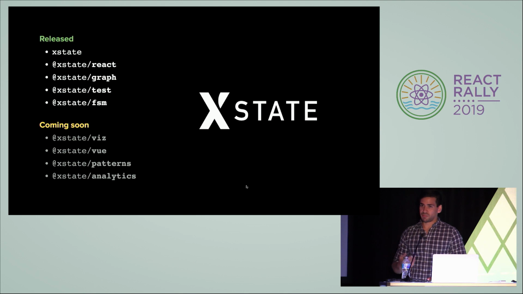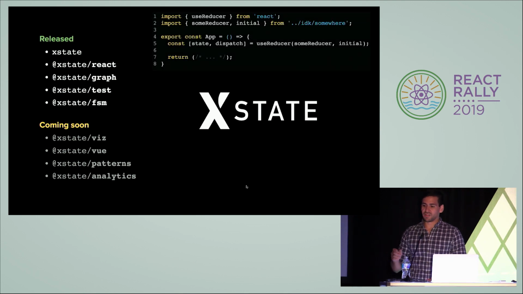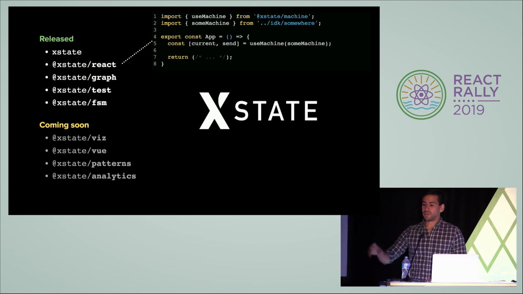Also, there is XState React, and it looks very similar to the useReducer hook. All you do is you pull in this useMachine hook, and you put in a state machine instead of a reducer, and you have the same state and dispatch, but they're called current and send. And it's a really powerful paradigm that you could use to power your React applications.